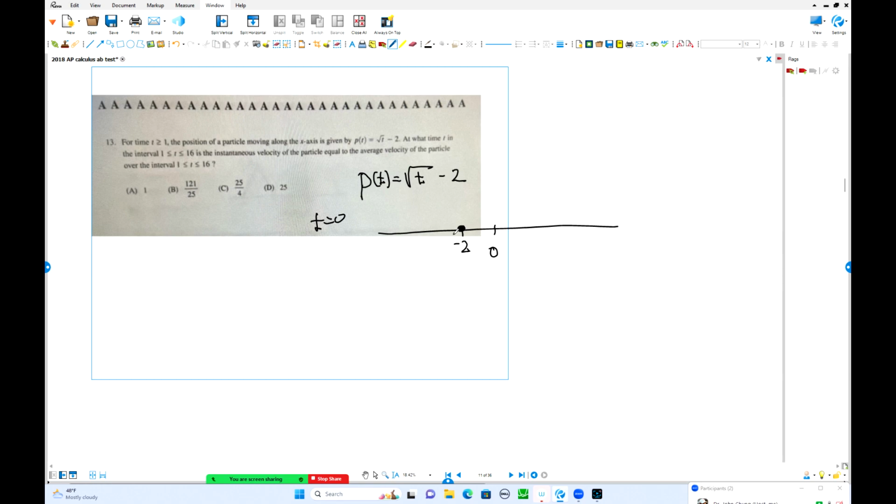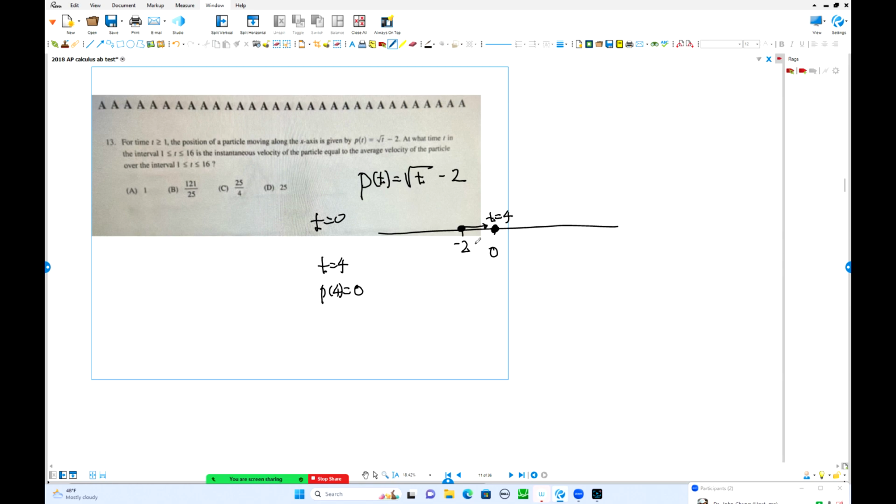When t is 4, what happens? Put the number 4 there. Square root of 4 is 2, minus 2 is 0, right? Over here, the particle moves to the right. At time t equals 4, it is now at the origin. That's the positions.